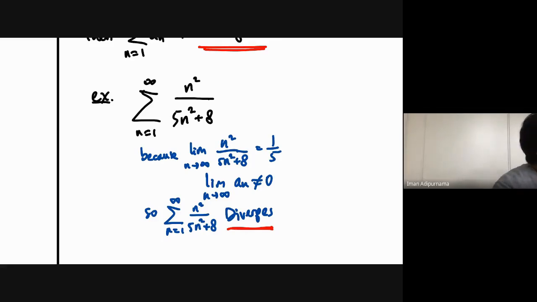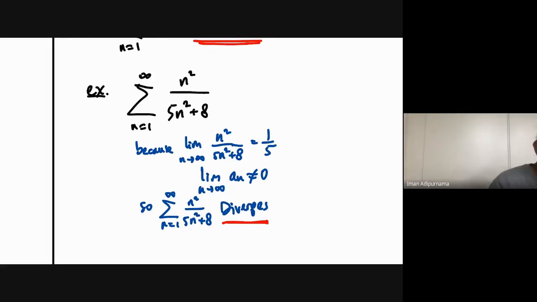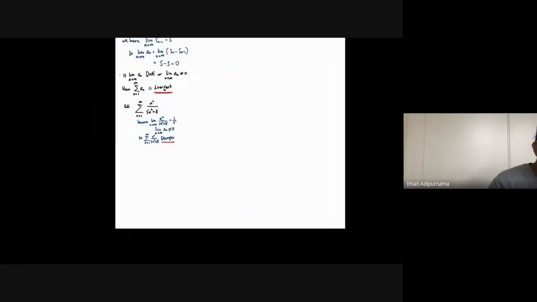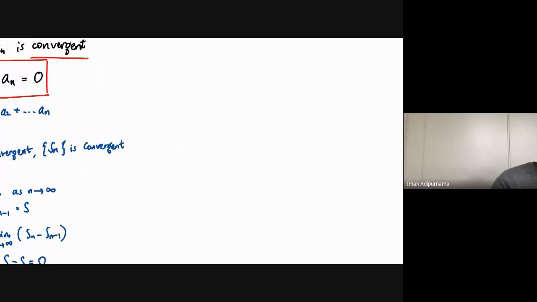Sometimes you can, because there will be several methods in chapter 11. So this will be the very first method that you can try because it's not too difficult. It's the easiest method. So that's the test for divergence. Okay, let's move on to 11.3.